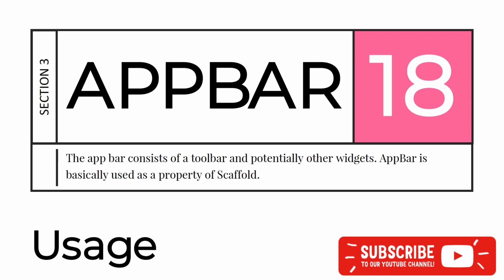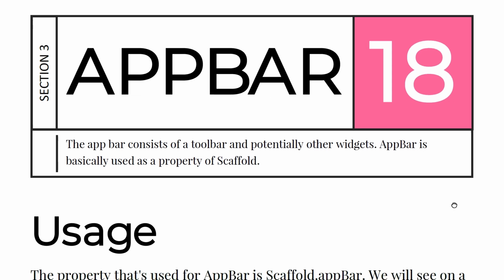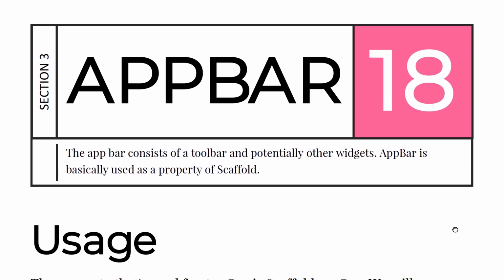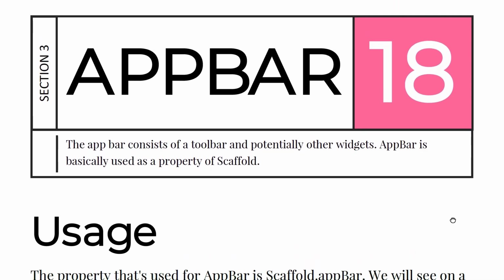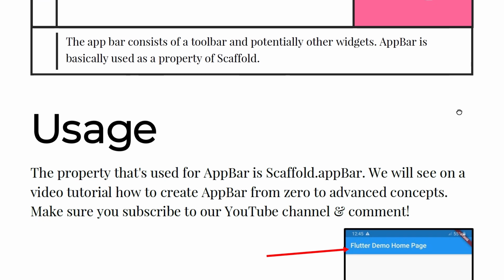So what is exactly an app bar? The app bar consists of a toolbar and potentially other widgets. The app bar is basically used as a property of scaffold. I will show you later in this tutorial how to make it and run the app.